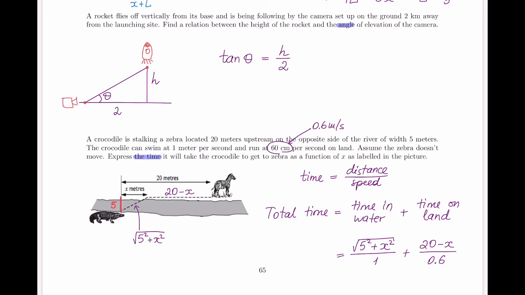We've expressed the time that it will take the crocodile to get to the zebra by swimming and then running, if he decides to leave the water at this particular point. In calculus, you will then explore what exactly this length x should be in order for the crocodile to be most efficient in his hunting. These are all different types of applications and optimization problems that you will see in calculus.